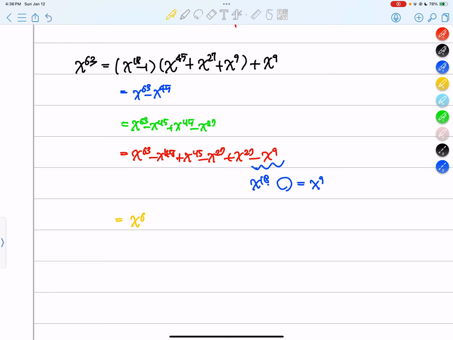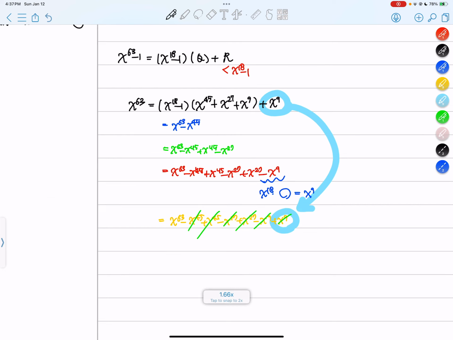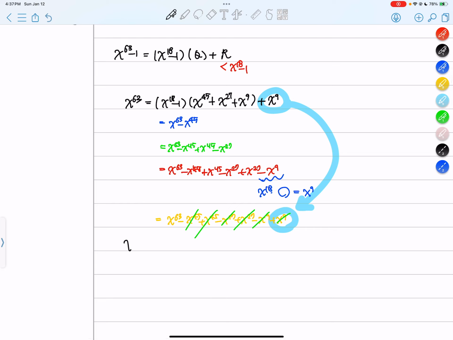X to the power of 63, 45, 27, 9. Again, this comes out from this number. We just translate it here. And then because these all cancel out like this, we do get this number. And so if we were to make this, we would just have to do x this, and then we would just get x to the power of 9 minus 1.